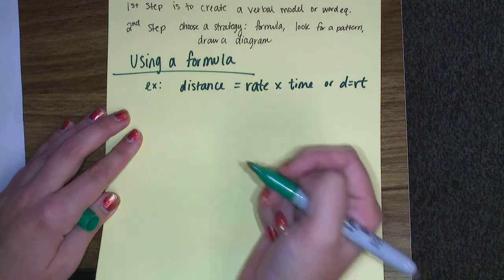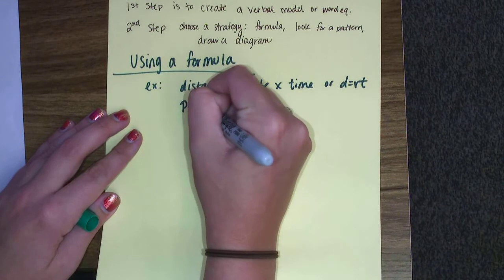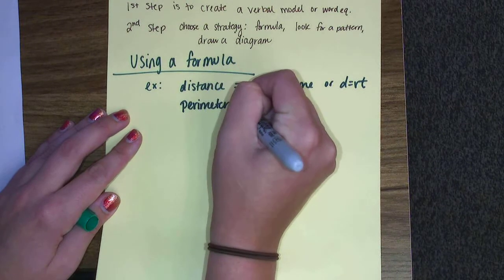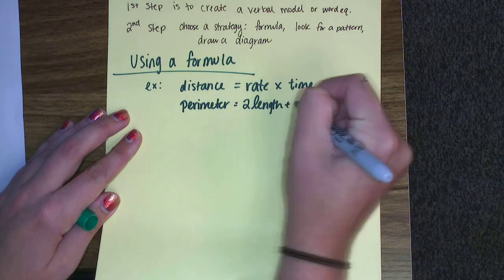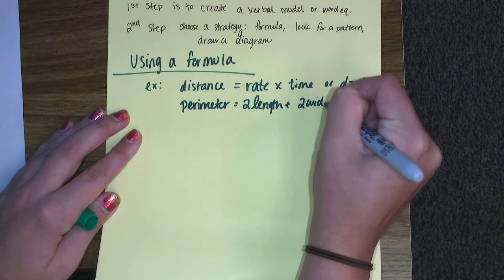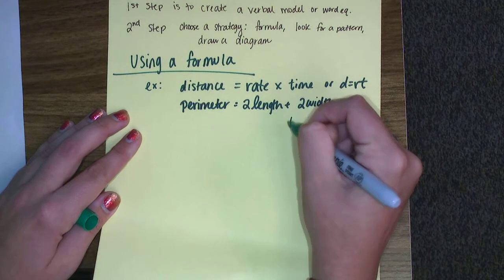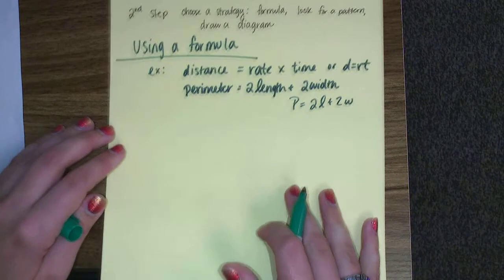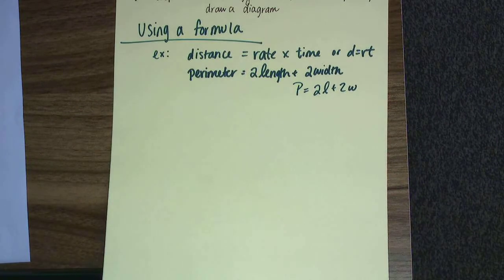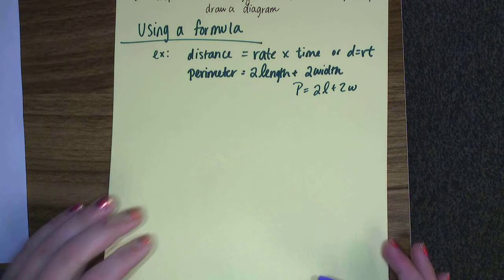And then next, perimeter, which would be 2 times length plus 2 times width, okay, or as you're familiar with, P is equal to 2L plus 2W. So that's the using a formula type, and there's many other formulas that could be used, okay, but those are going to be the most common ones in this particular section.